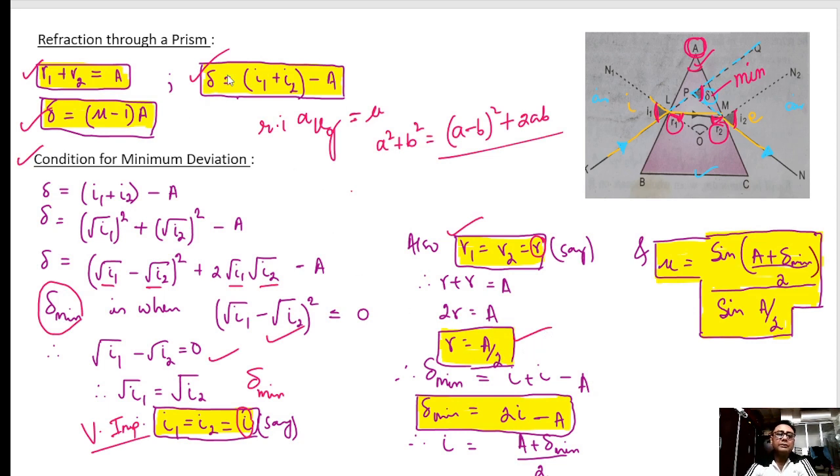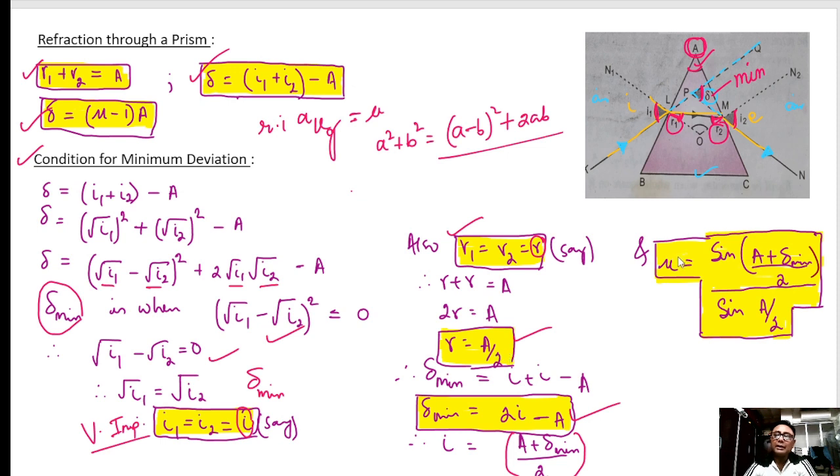Similarly, in this relation, sigma equals I1 plus I2 minus A, I can make it sigma minimum, because the angle of deviation is minimum when I1 and I2 are the same, equal to I. So I plus I minus A, 2I minus A. This is the condition when the angle of deviation is minimum: I1 and I2 should be the same, R1 and R2 should be the same angles, and the angle of minimum deviation should be 2I minus A. So from here I can write I is equal to this. Similarly, from here R is equal to this.